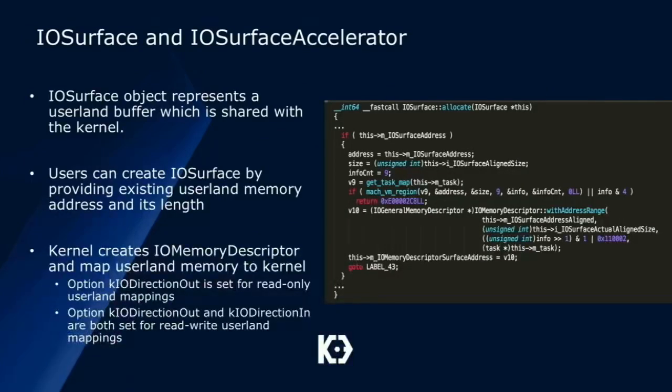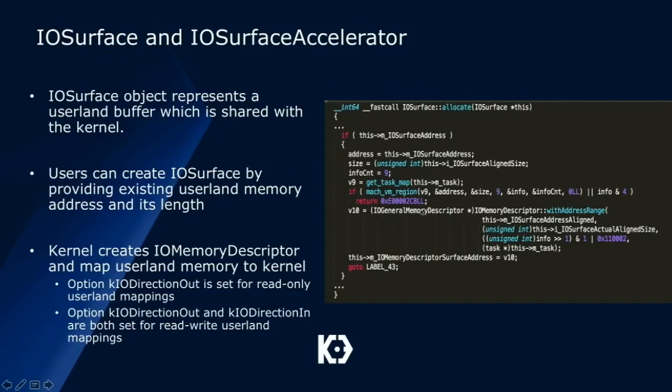Actually, KeenLab spent some time investigating the iOS I/O surface transform feature. Before we study it, I'd like to briefly introduce the I/O surface and the I/O surface accelerator framework. In the Apple world, the I/O surface represents a userland buffer which is shared with the kernel. Userland applications can create an I/O surface by providing an existing userland buffer address and its length.